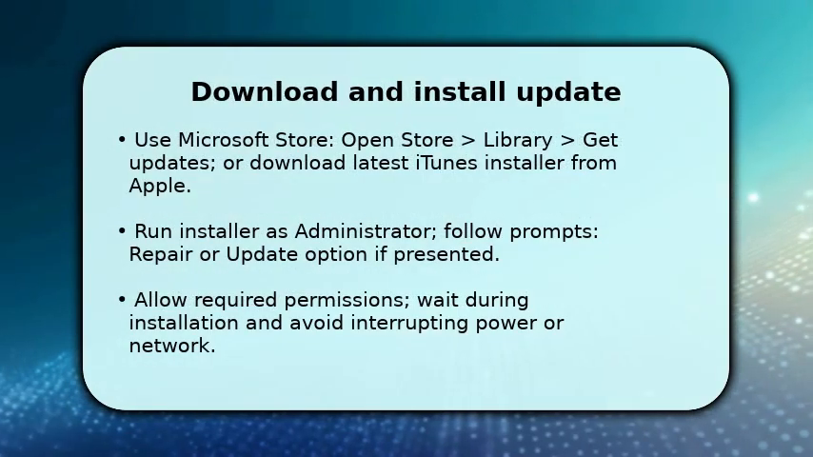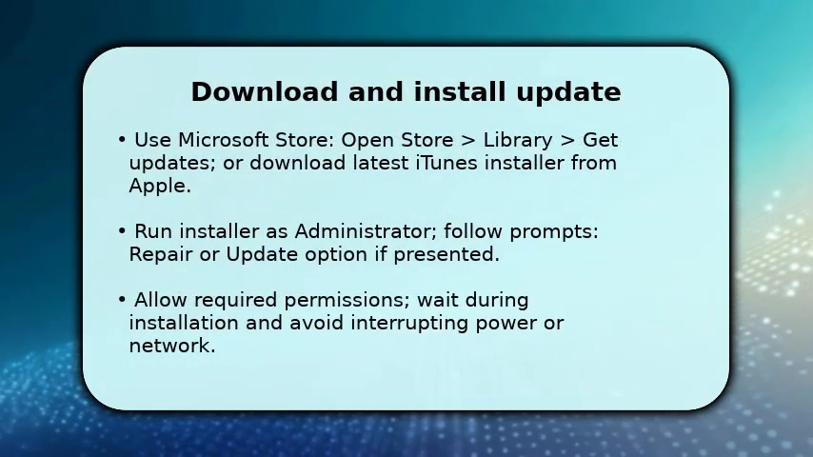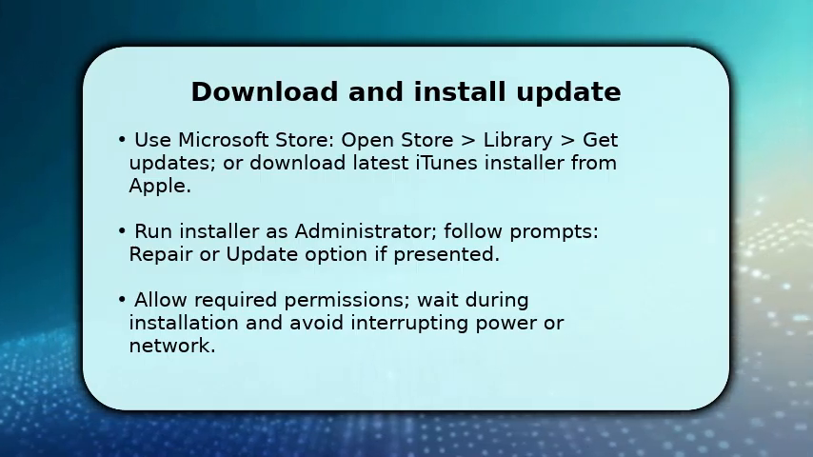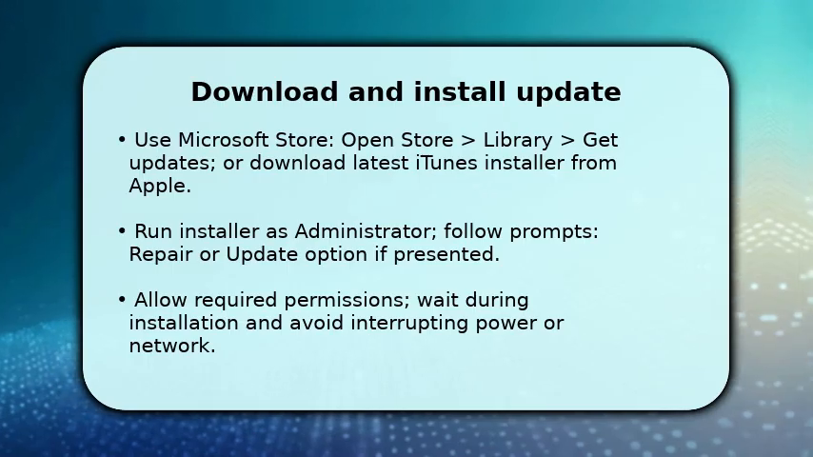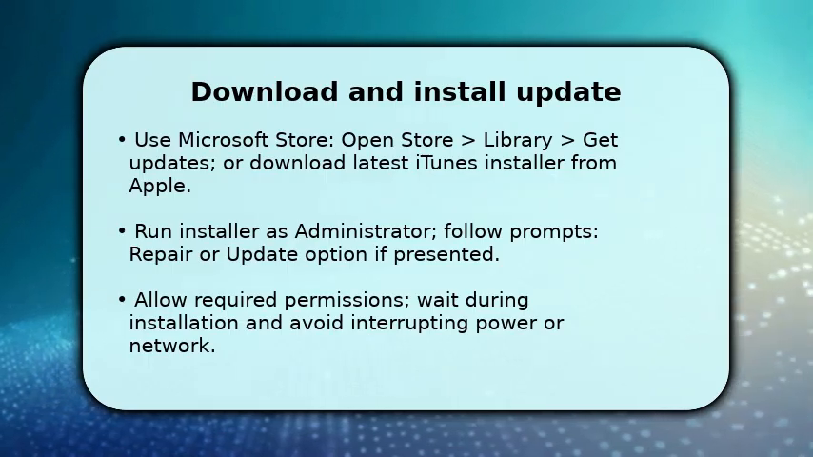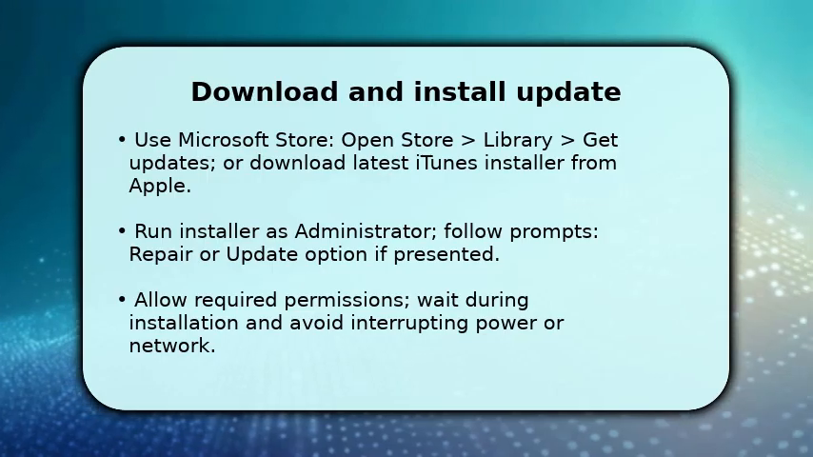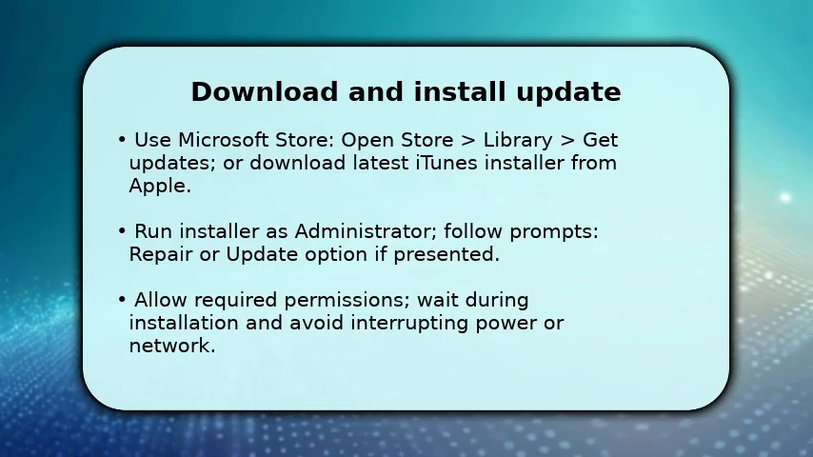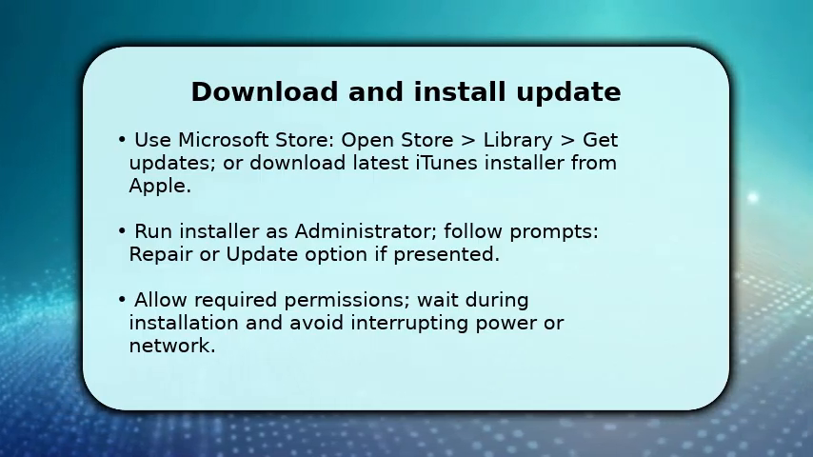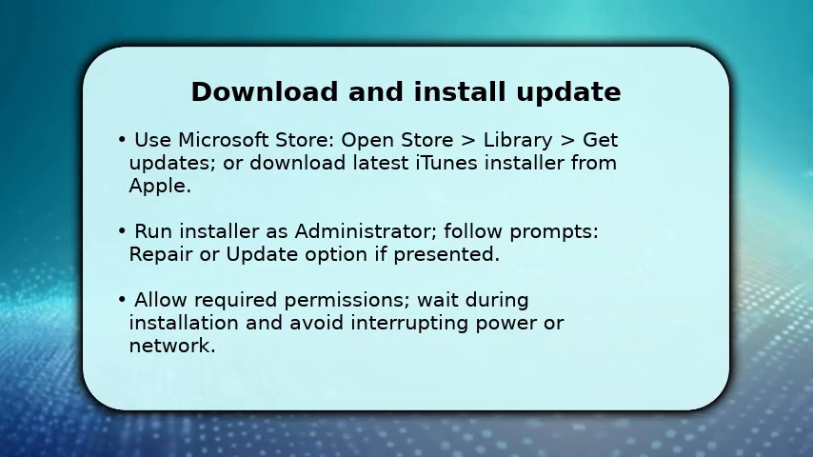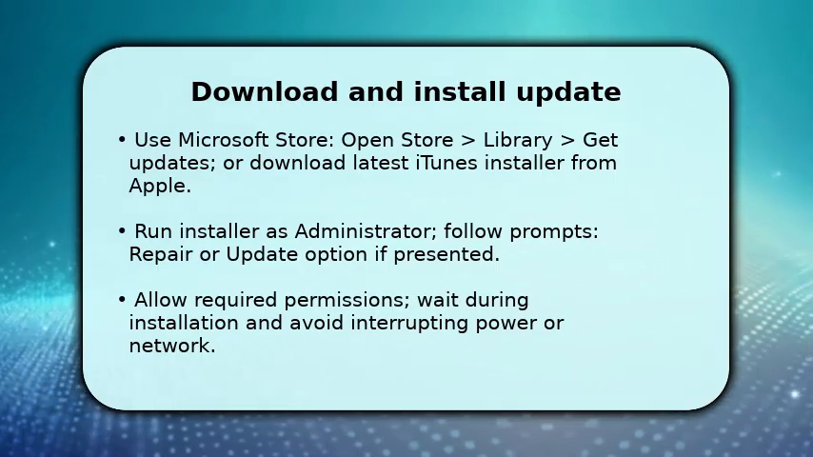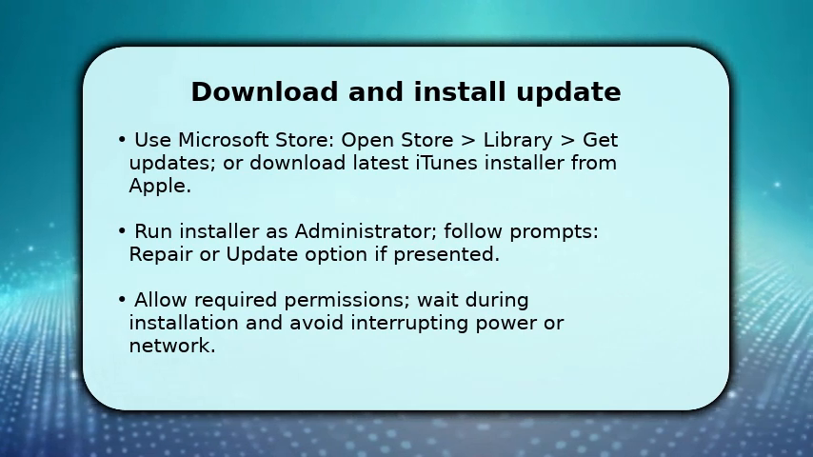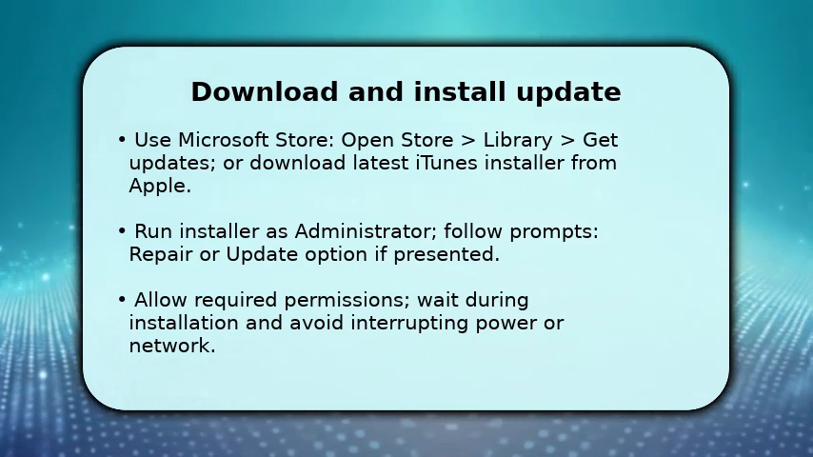You'll now fetch the update. If you installed iTunes from the Microsoft Store, open the store, go to Library, and check for updates. This is the simplest path. If you use the standalone installer, download the latest iTunes exe from Apple and run it as administrator so system files can be updated. Follow the installer prompts, choose Update or Repair when offered, to preserve settings. Make sure to allow any prompted permissions and do not interrupt the process. That ensures file integrity and a clean upgrade.